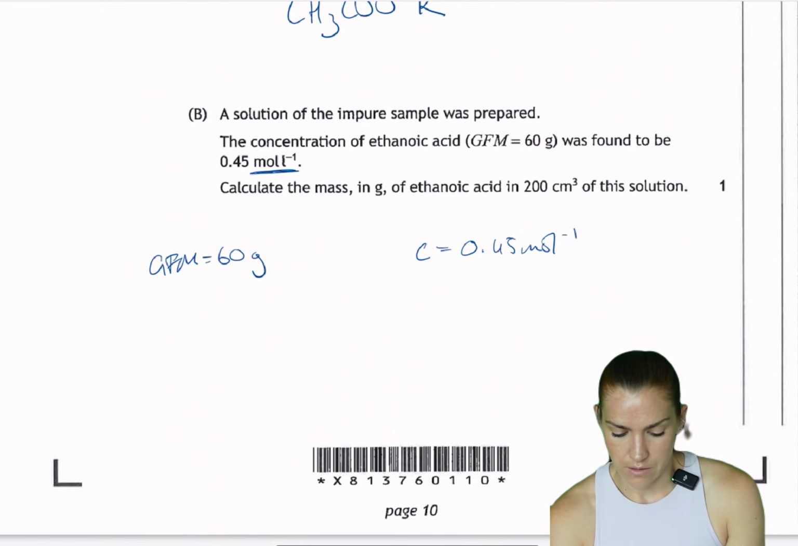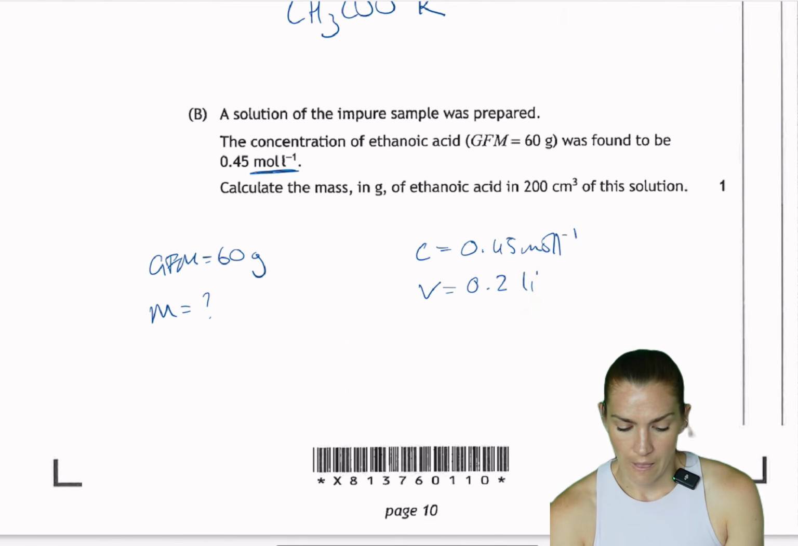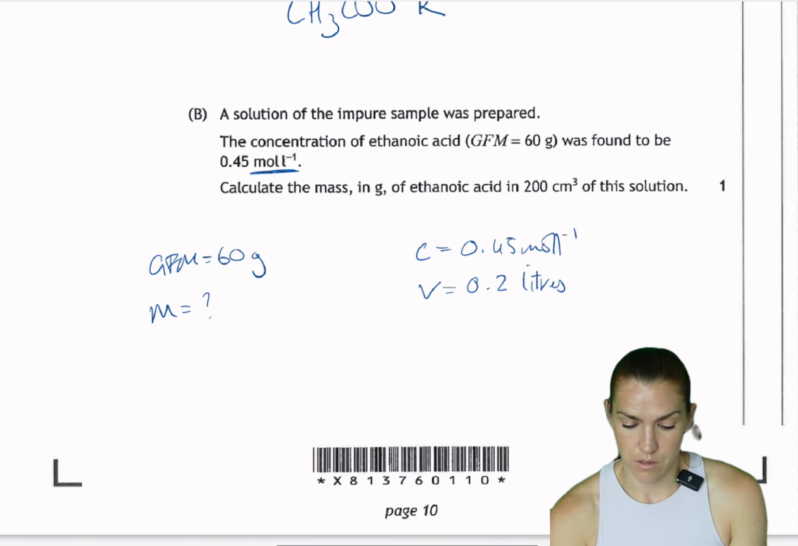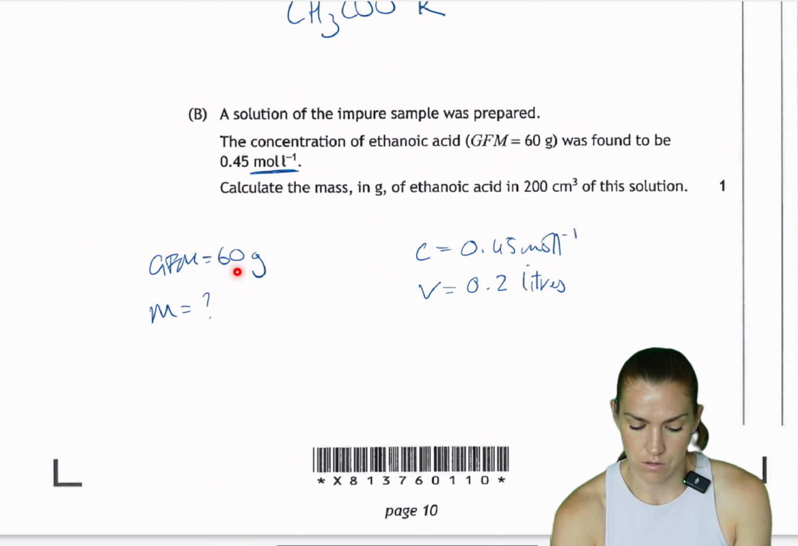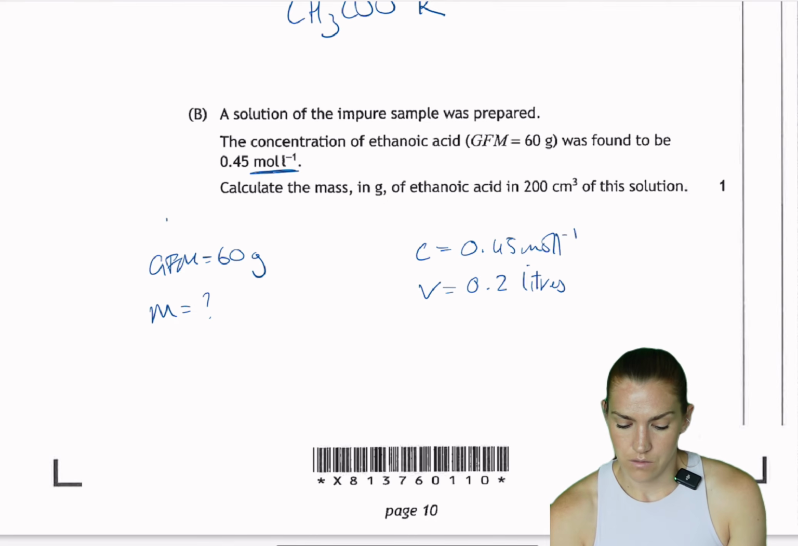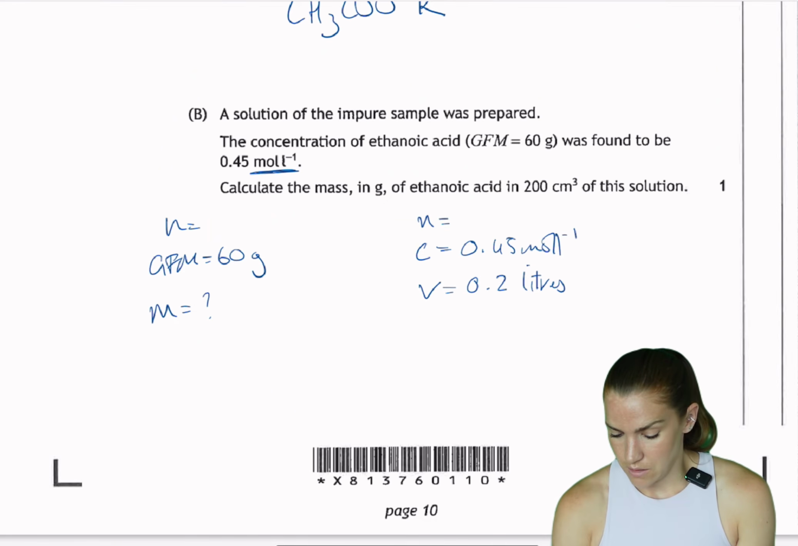We also are asked to calculate the mass. So we'll put M question mark. And then we're given a volume as well. And we only need to change our volumes to litres. So that would be 0.2 litres. So that shows us we probably need to use both triangles because we're trying to work out a mass, and to do that from the GFM we need to know N, and because we know C and V we can work out N. So N is equal to C times V, first of all.